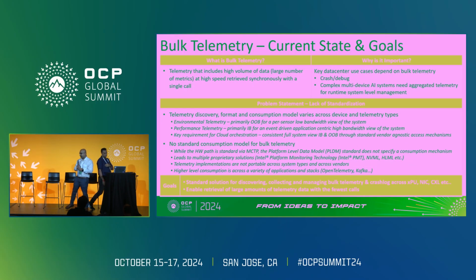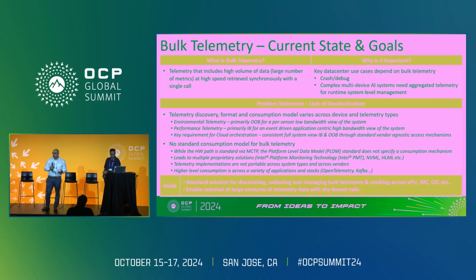Of course, PMT is one example of it, or one portion of it. And then you have NVML, HLML, et cetera. The telemetry implementations for this reason are not necessarily portable across these systems and vendor types. And because these telemetry implementations are not portable, the analysis tools that you would use also tend to be proprietary, right?